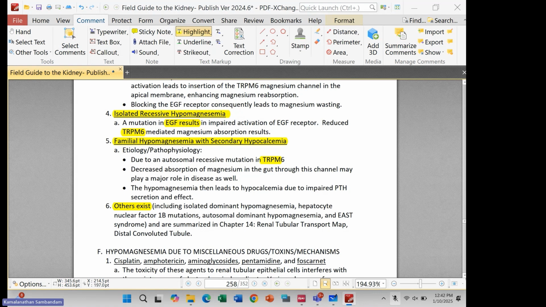This is a mutation in TRPM6 apical membrane transporters. This can result in sort of a dual pathophysiology to the magnesium deficiency. Not only would they predictably have impaired magnesium reclamation by the kidney, they would have predictably impaired magnesium absorption in the gut as well, because again, TRPM6 mediates transport processes in the enterocyte as in the kidney. Okay, you can develop hypocalcemia because of the impairment in PTH signaling.